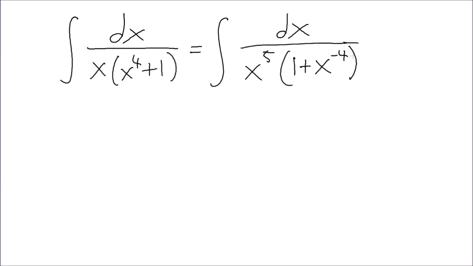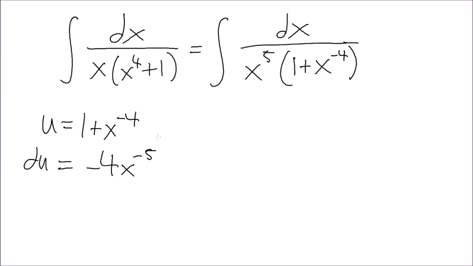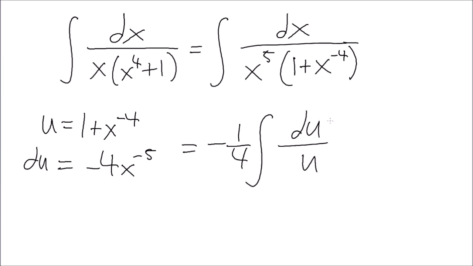And now this is a basic u substitution. So let u equal 1 plus x to the power of negative 4. Then du is equal to negative 4 x to the power of negative 5, which is actually what this is. This is very hard to see, very sneaky, but this is what it is. So now we have negative 1/4 integral du over u. That's all it is.